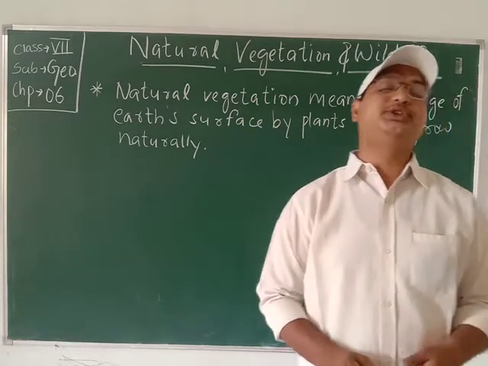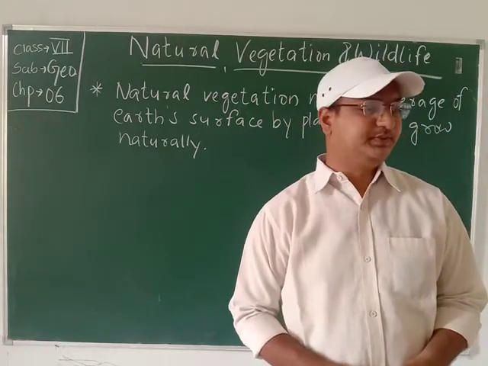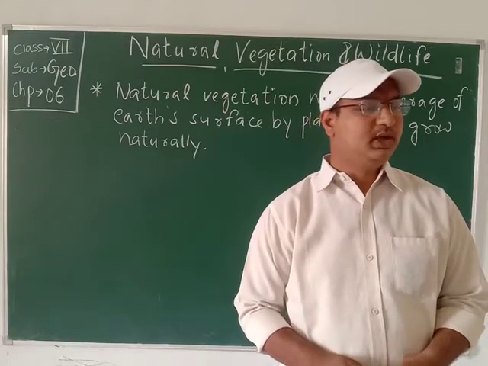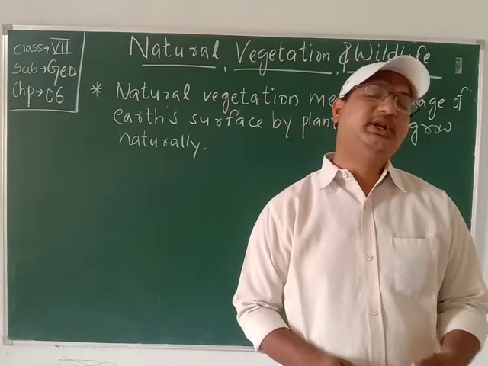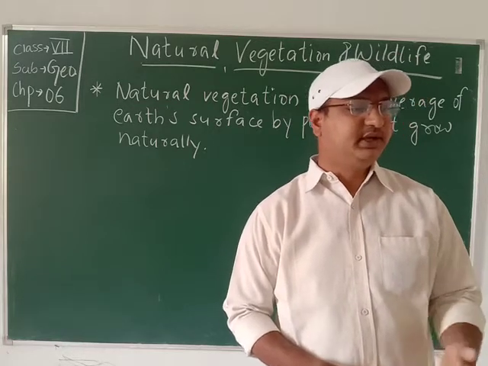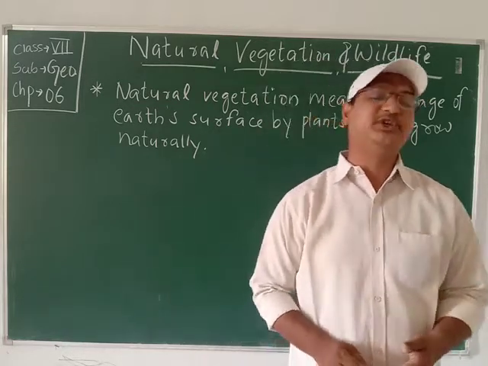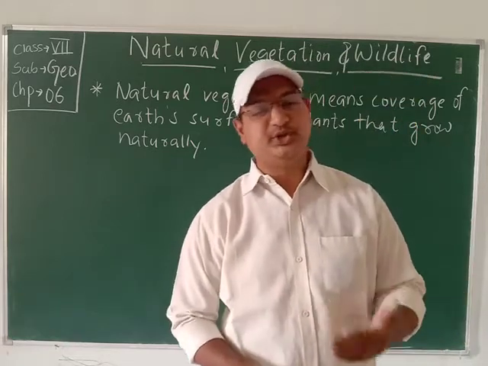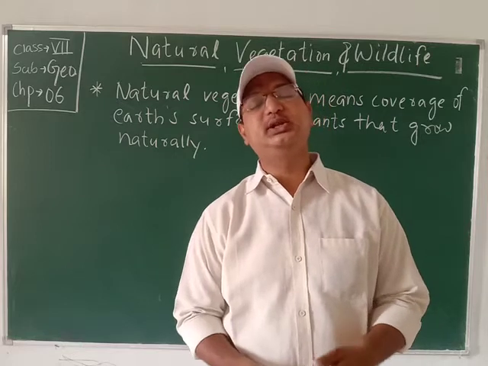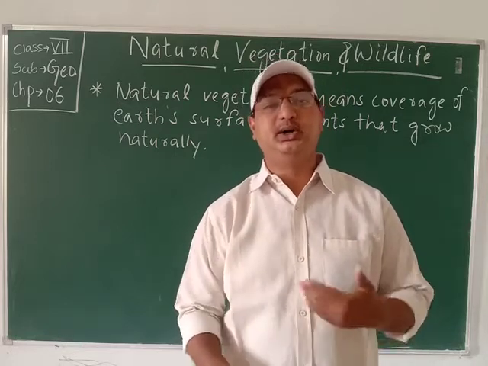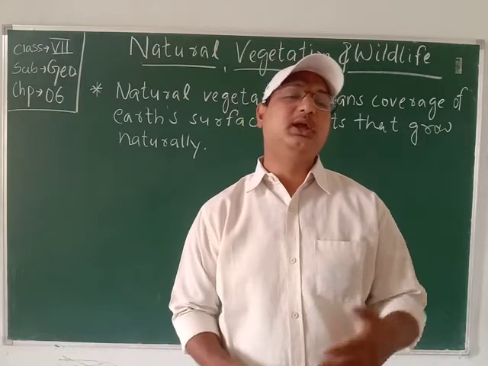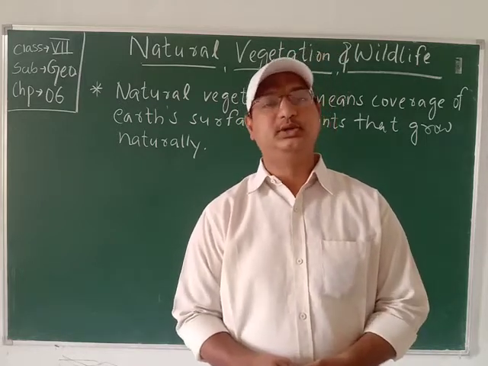The growth of vegetation depends upon the factors: temperature, moisture, slope, and thickness of soil. The type and thickness of natural vegetation varies from place to place because of the variation of these different factors. Okay, students, these are the different factors that vary the natural vegetation in every part of the world.